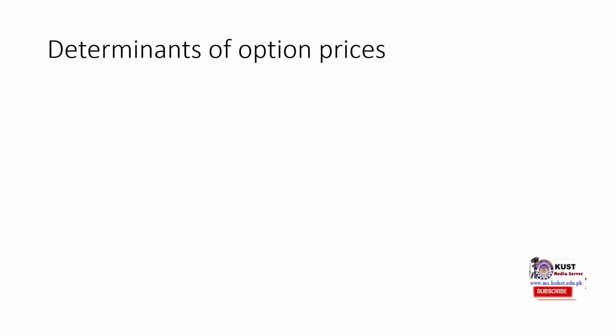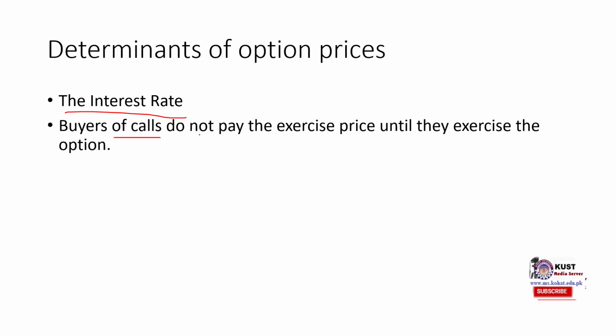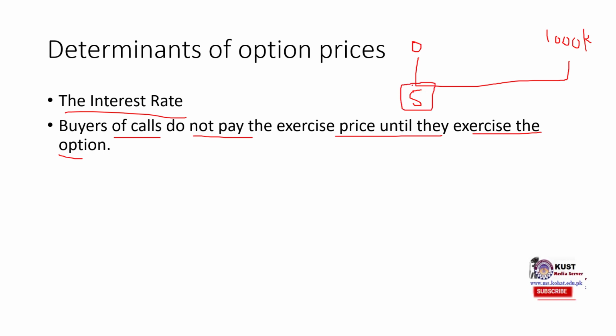And the last determinant is the interest rate, and this one is quite interesting. The buyer of call do not pay the exercise price until they exercise the option. And what does this mean is that, let's imagine there is a call option with a premium of 5 and a strike price of 1000. This is K. When would this premium be paid? This would be paid at the time of entry into the contract. And this 1000, the whole amount would be paid at the expiration.